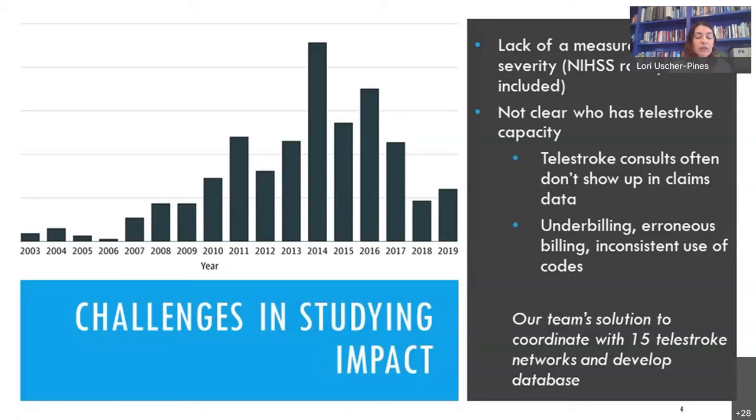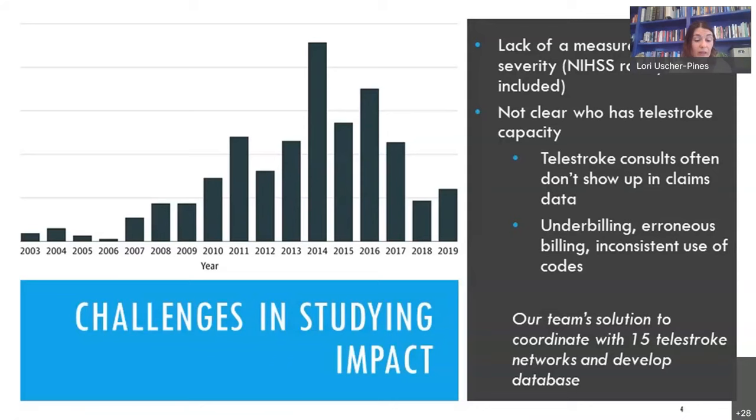And if you lack an inventory like this, for example, you're not doing annual surveys of healthcare organizations, another option is to look at claims data and to see who has billed for telestroke. If you see a bill, you can confidently assume that the hospital has telestroke capacity. That would make it easy. But as other speakers have pointed out, telestroke consults often don't show up in claims data.